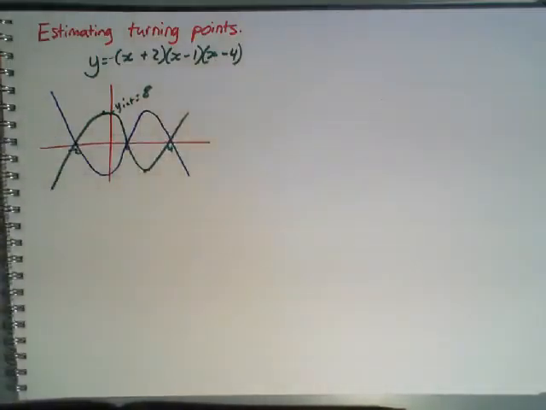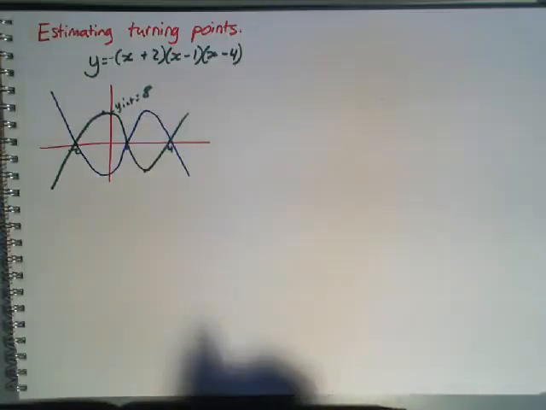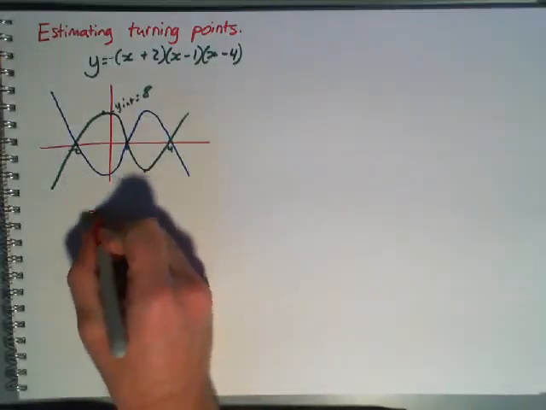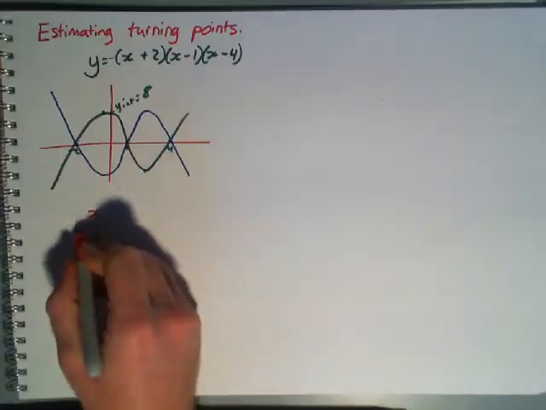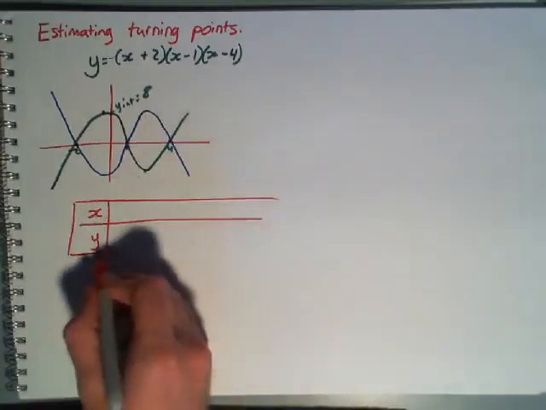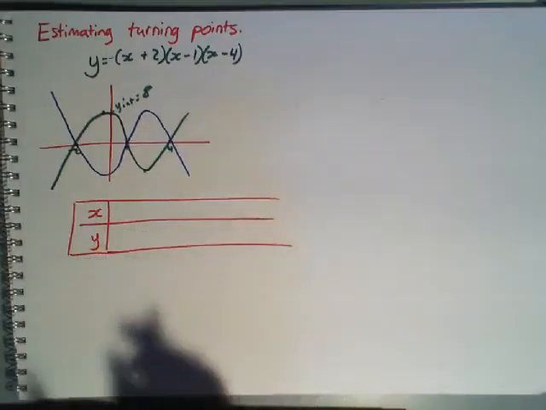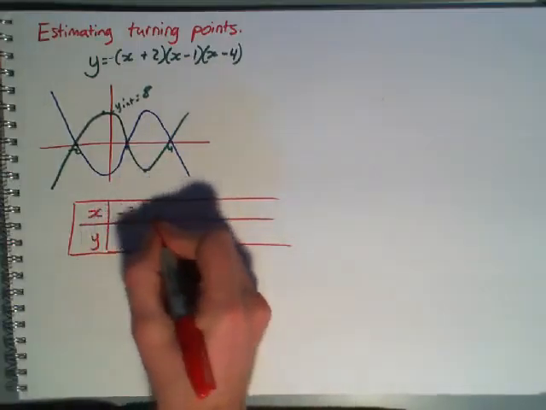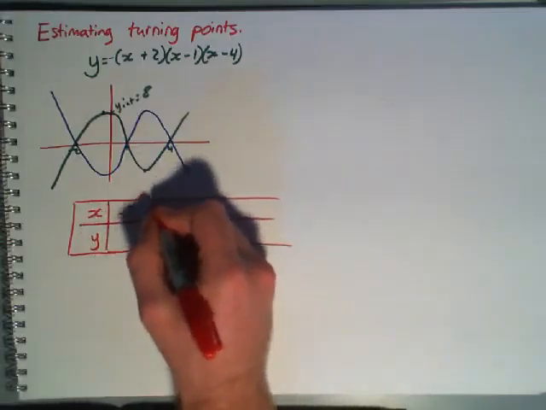Okay, so how do we find the coordinates of those turning points? Well, the interval in which the coordinate of the maximum turning point lies can be narrowed using a table of values. So going back to table of values, now this would be in probably year 8, I guess. Going back a while, pretty straightforward.